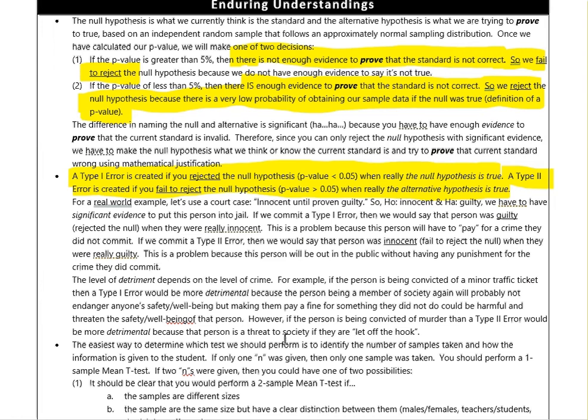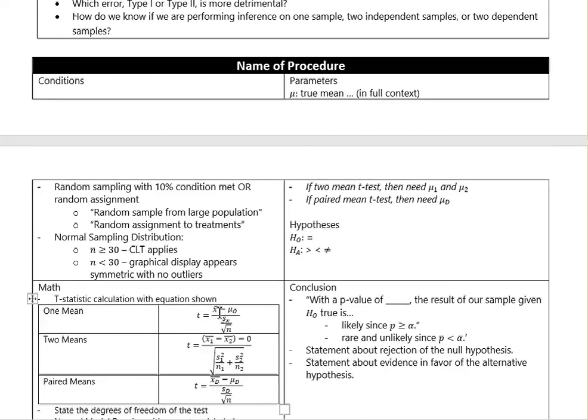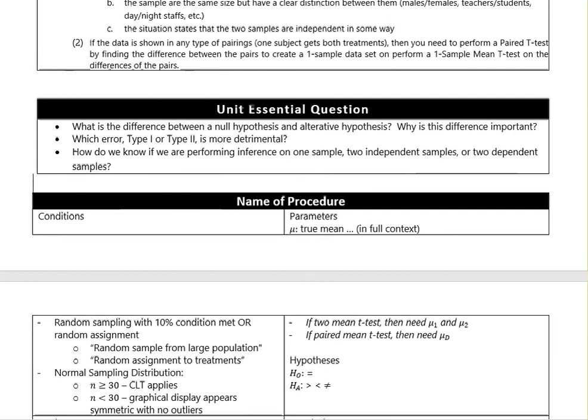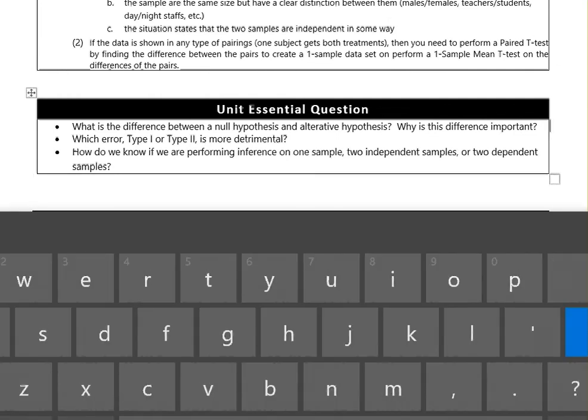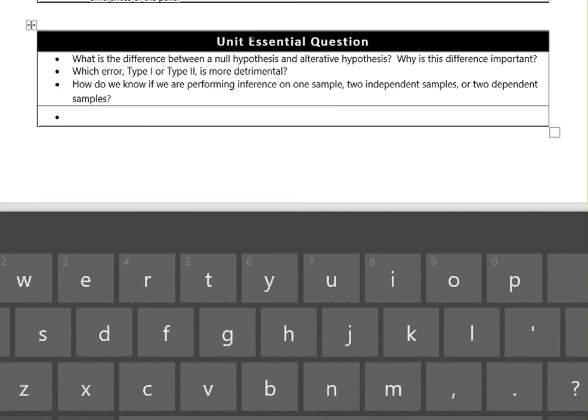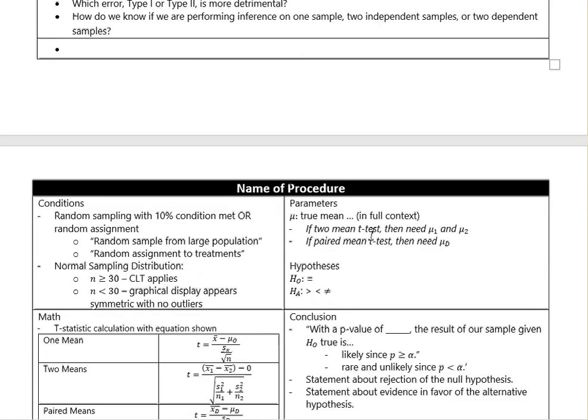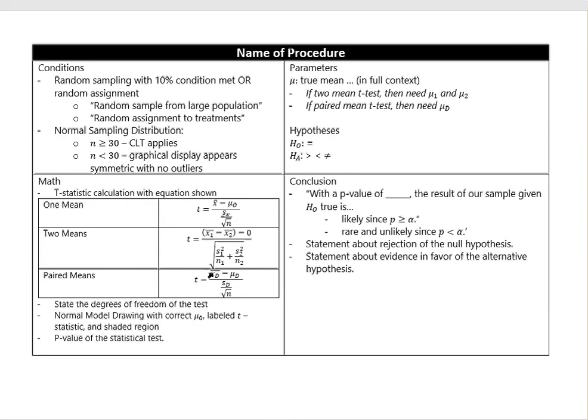Okay, so let's go down to our steps here. All right, so I taught you to use the 4-box method. So I taught you to name your procedure up here. And then in our boxes, I taught you how to write the conditions, name the parameters, and list your hypotheses.